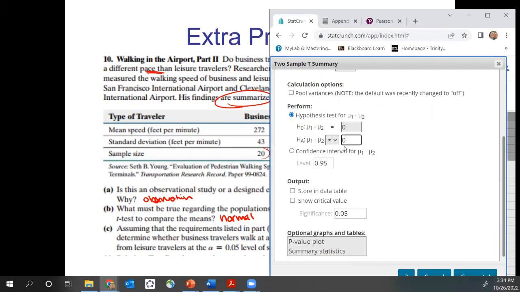Notice that I never enter anything in these. I am just testing. These all stay 0 because I'm testing for a difference, and no difference is 0. So that's why that stays there.